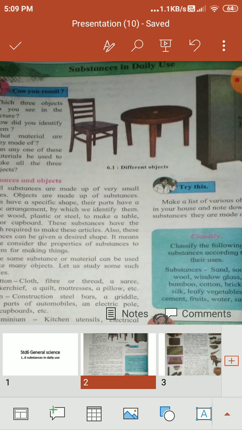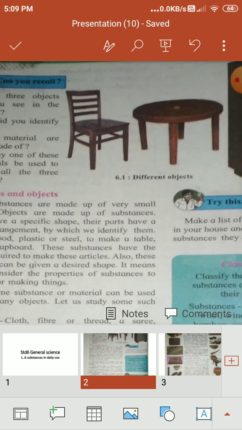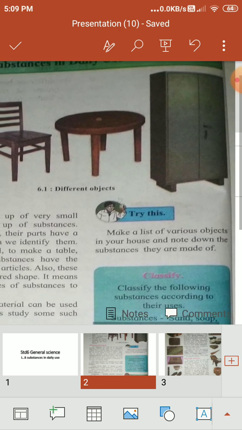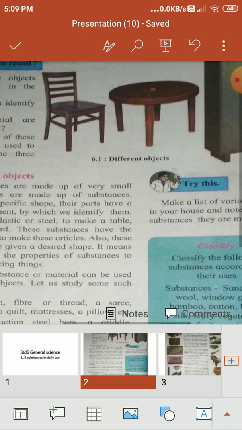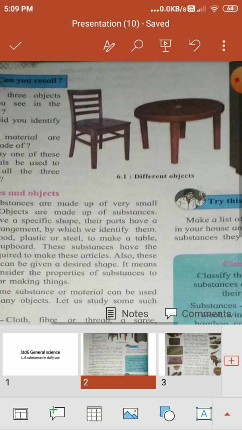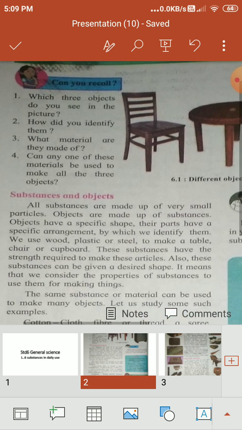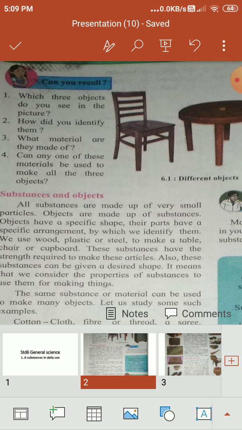We see in the picture the chair, table, and a cupboard. What material are they made up of? The table and the chair are made up of wood, and the cupboard is made up of iron. Can any one of these materials be used to make all three objects? Yes. We can make all three objects in wood, or in iron.